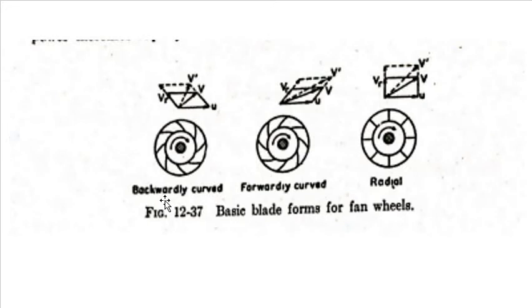Next would be the figure of basic blade parts for fan wheels. So this one is the backward curved. This one is forward curved. So backward means counterclockwise, and this one is clockwise. So forward curve, and the radial one seems to have equal sides.